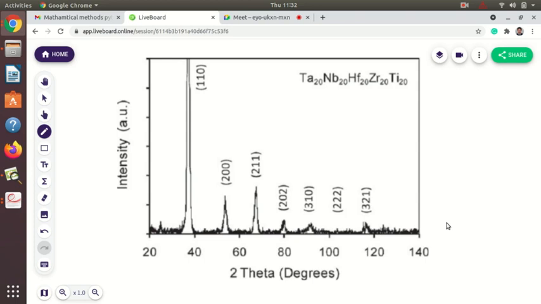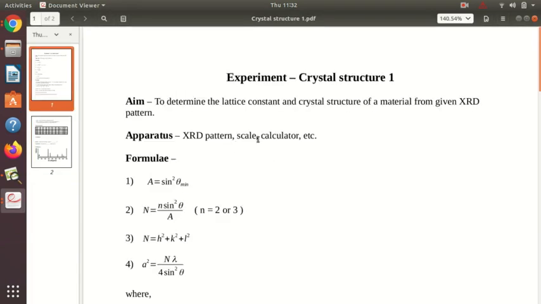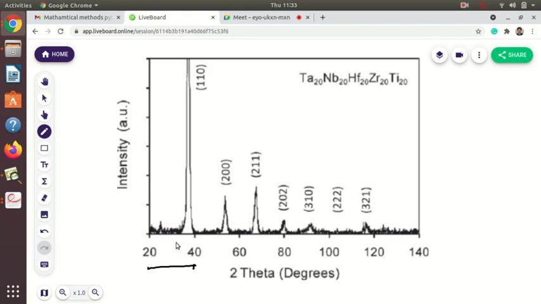BCC means body centered cubic and FCC means face centered cubic. So both are cubic structures, so a is equal to b is equal to c. We will measure this distance from 20 to 40, or in other cases there might be a start from 10. Whatever you have been given, take a printout of this and use your normal scale. In the PDF, we have written scale, so that is a meter scale or your regular scale which you use, and we have to use a calculator. So using the scale, you measure this distance from 20 to 40 or 20 to 60, whatever distance you get, and this is the angle.